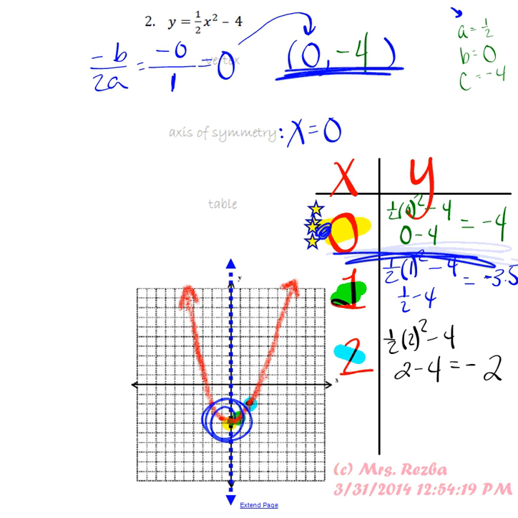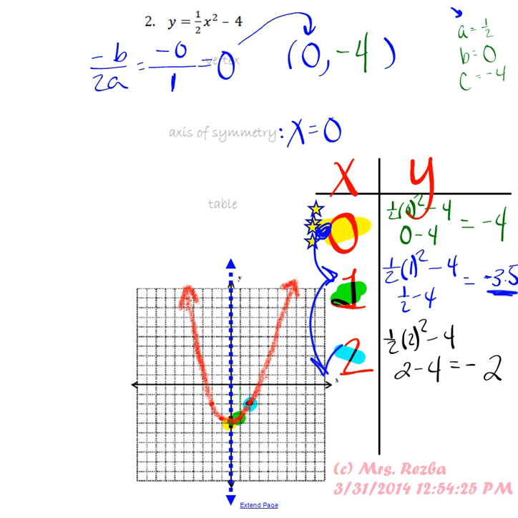Take the X part of your vertex, 0, add 1 to get the next two numbers. Plug them in, get the outputs, negative 3.5, 2. Graph those 2 points. After you graph those 2 points, flip them to the other side of the axis of symmetry. Make your U. Life's good.